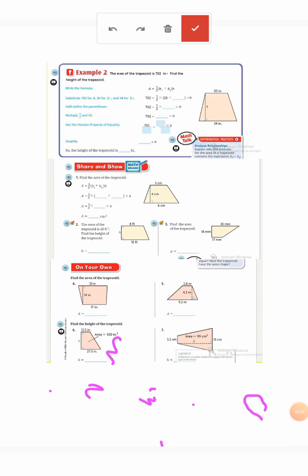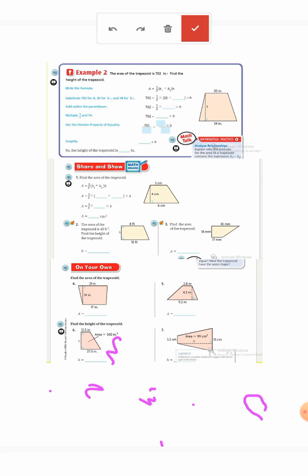Now we move to example 2, sorry. The area of trapezoid is 702 inches square. Find the height of the trapezoid. Now we have another type of getting the area. He gave me the area already. We have to find the height of the trapezoid now. So we are going to follow the same steps that we usually make.